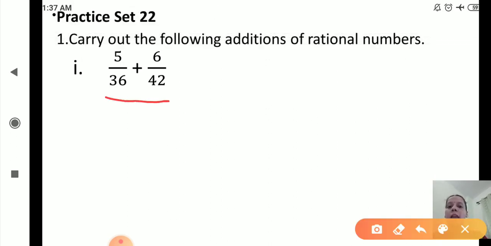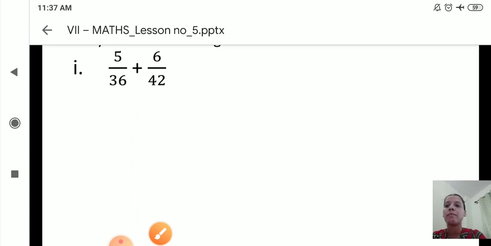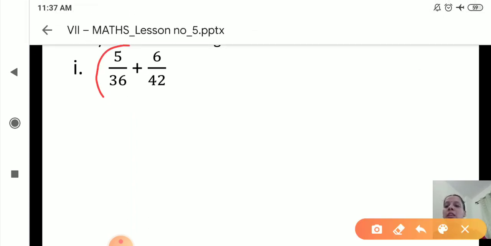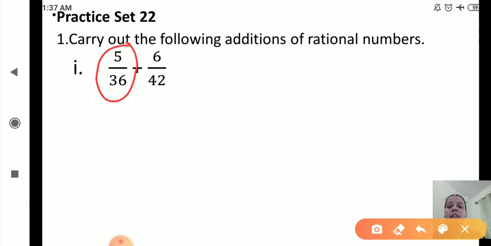But as you can see here in the question, the denominators are not the same, they are different. First number, that is 5 upon 36. What is there in the numerator? 5. What is there in the denominator? 36, right? Plus 6 upon 42. What is there in the numerator? 6. What is there in the denominator? 42. So here it is 36, here it is 42.